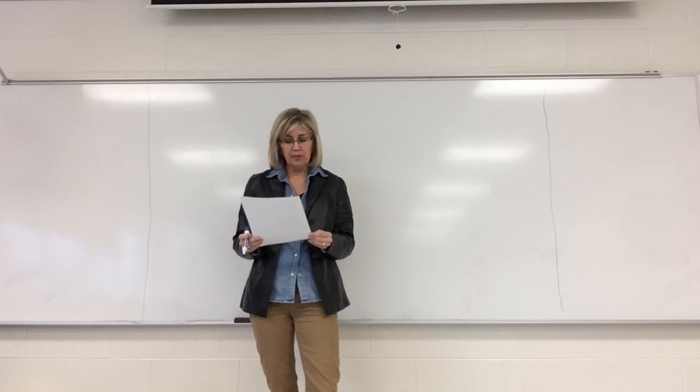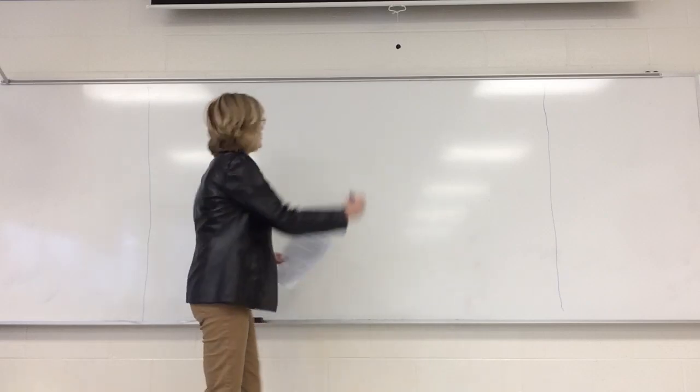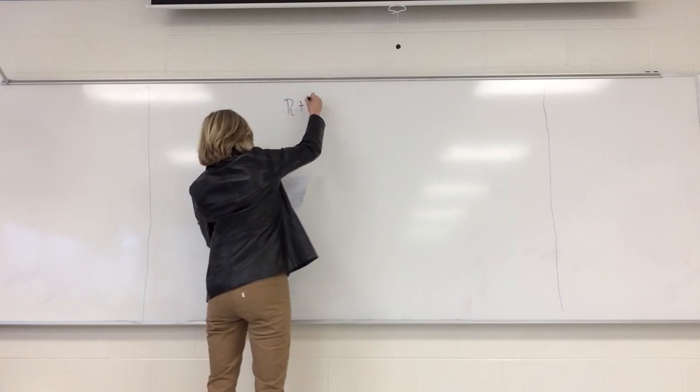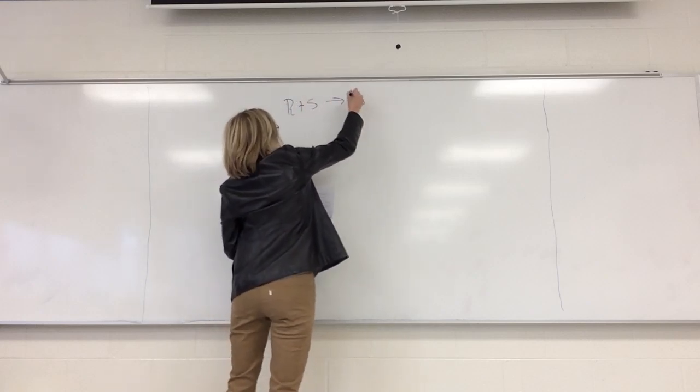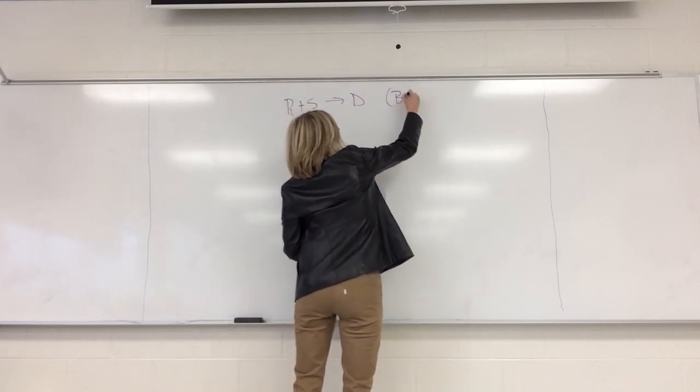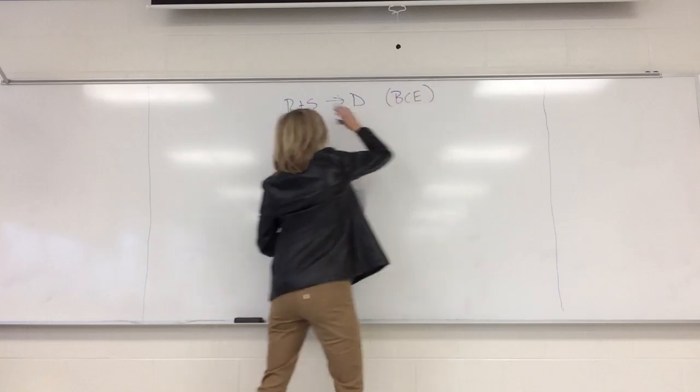Here's our first example. We have this reaction. The reaction is R plus S goes to D. This is the balanced chemical equation. This is the reaction.